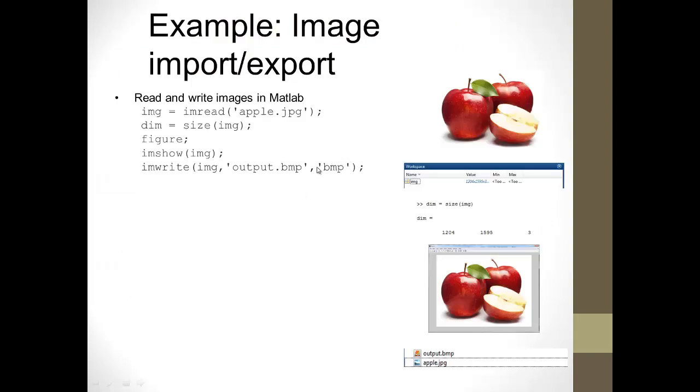Sometimes even if you don't specify the format, but you write the correct extension, for example you put .bmp here, it still creates a BMP. Even if you don't specify BMP as the format, the result is still a BMP format image. That's my review of how to use imread, imshow, and imwrite.